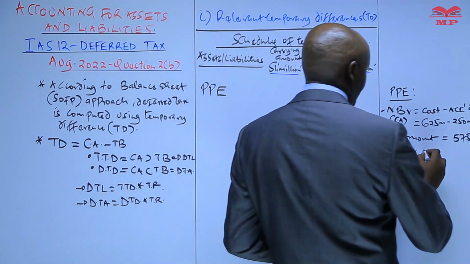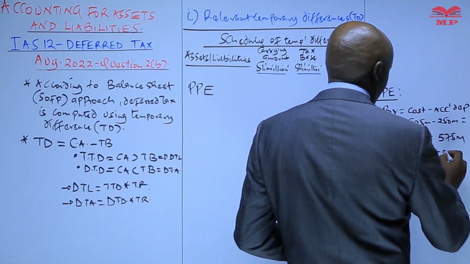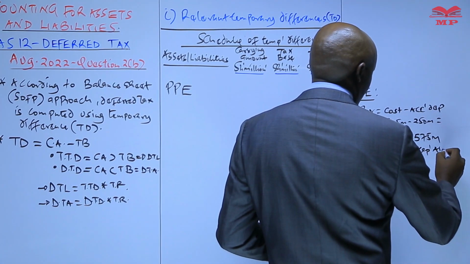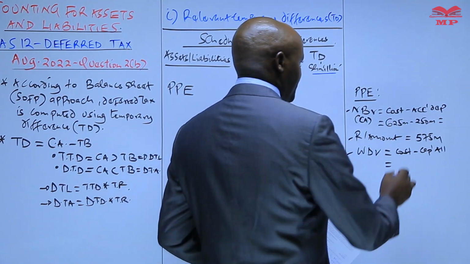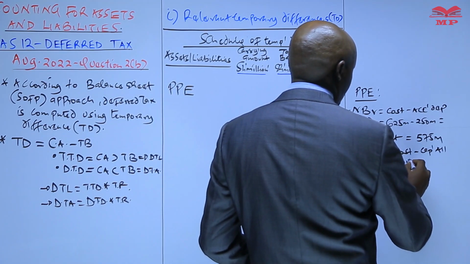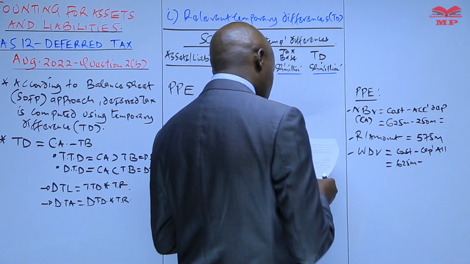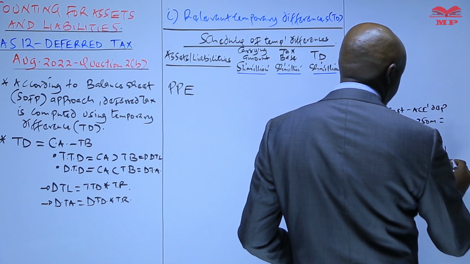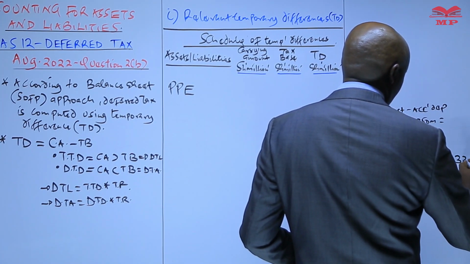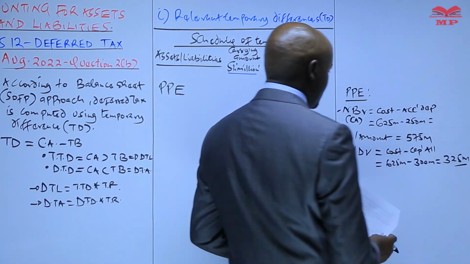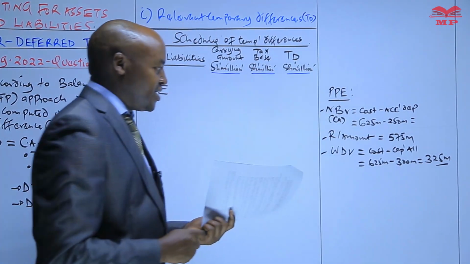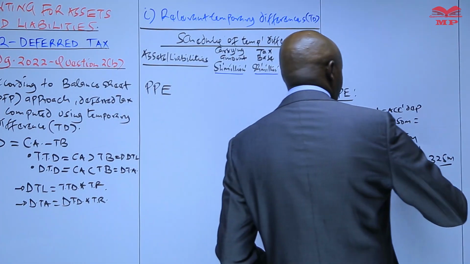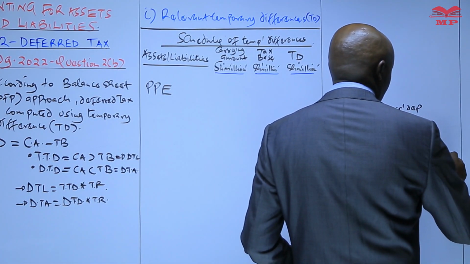The written down value is equal to the cost minus the total capital allowances which have been claimed by the company. So we know the cost is 625 million, and then the total capital allowances claimed by this company is 300 million. So this will give us 325 million. So this 325 million, maybe to start with that, as far as the carrying, not the carrying rather, this is the tax base. This is the tax what?